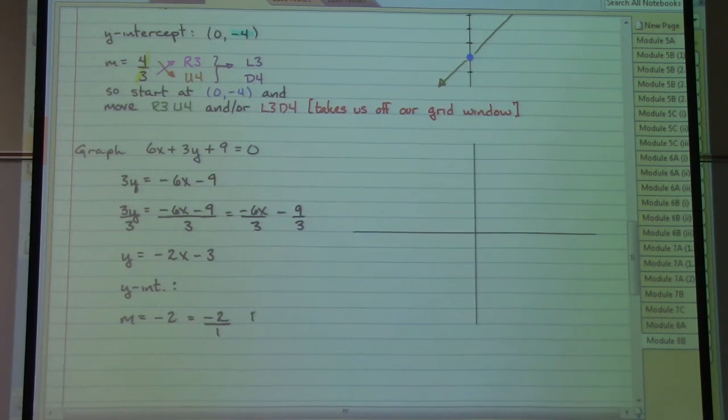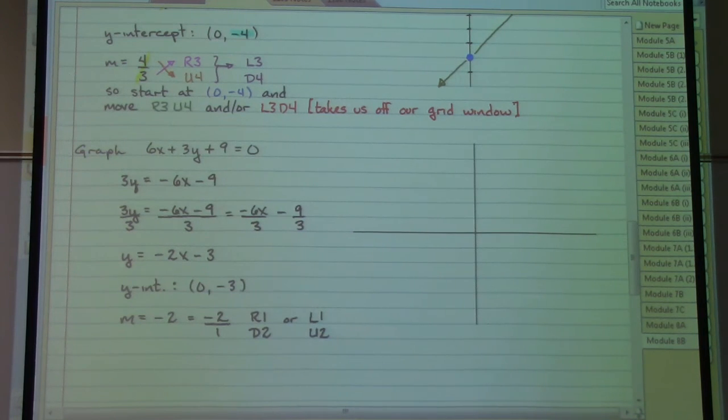directions, starting with the bottom number, right 1, the top number is negative, so down 2, or we could have the reverse set of directions, left 1, up 2. So we can now go ahead and write in our y-intercept. Y-intercept always begins with 0, comma, and the number that shows up after the x is a negative, so negative 3.